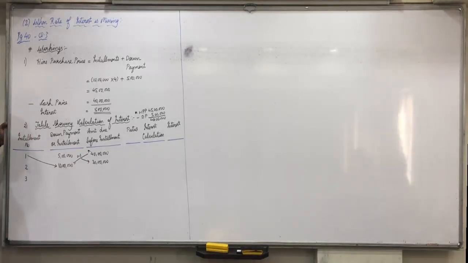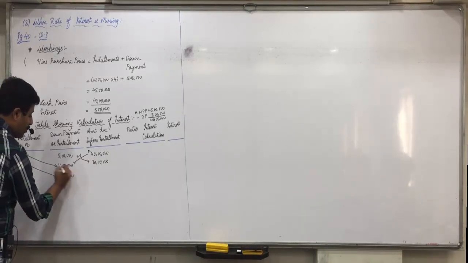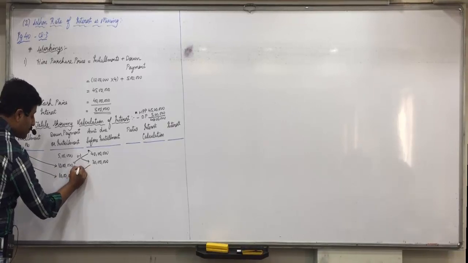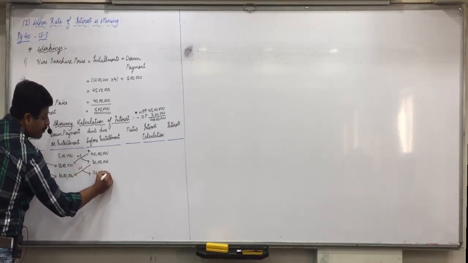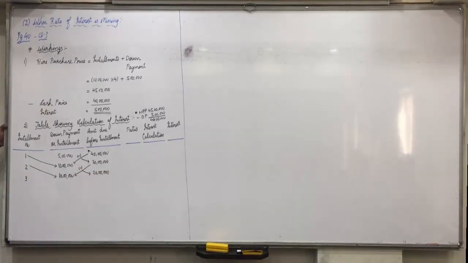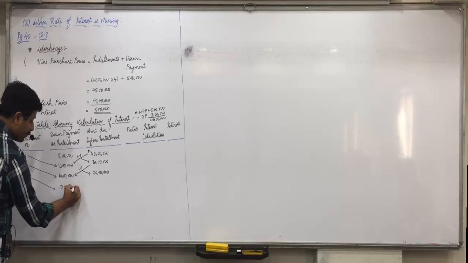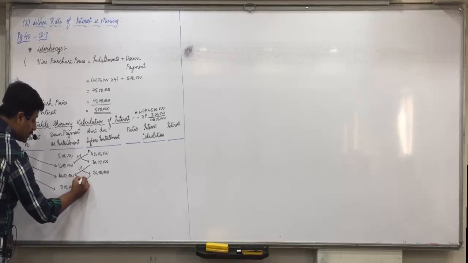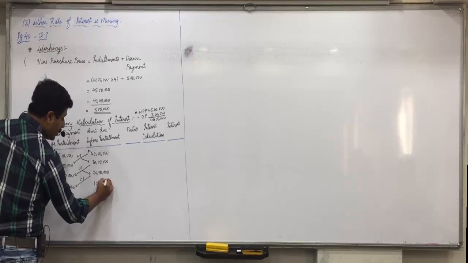Now, amount due before third installment. First of all, what is the second installment again we are paying? So what will be the amount due before third installment? 30 lakhs minus 10 lakhs, that is 20 lakhs. Able to understand this? Then what will be the amount due before fourth installment? Again third installment is 10 lakhs. So 20 lakhs minus third installment of 10 lakhs. Amount due before fourth installment will be 10 lakhs.